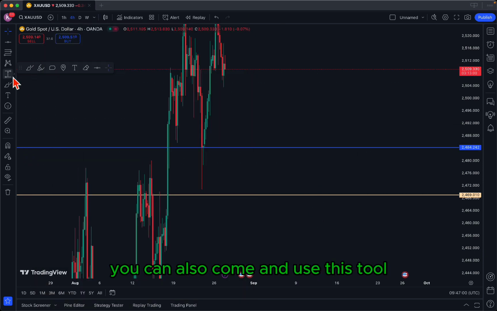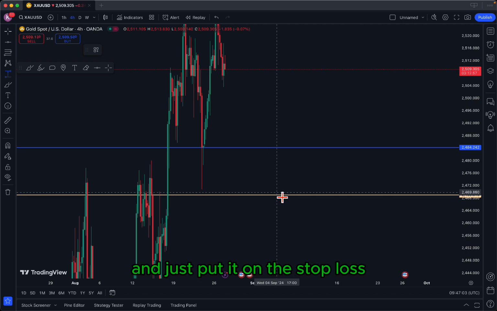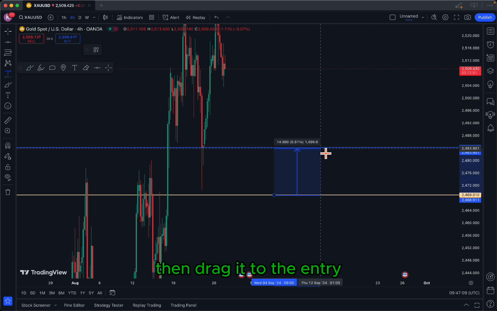Okay, you can also come here and use this tool and just put it on the stop loss, then drag it to the entry.